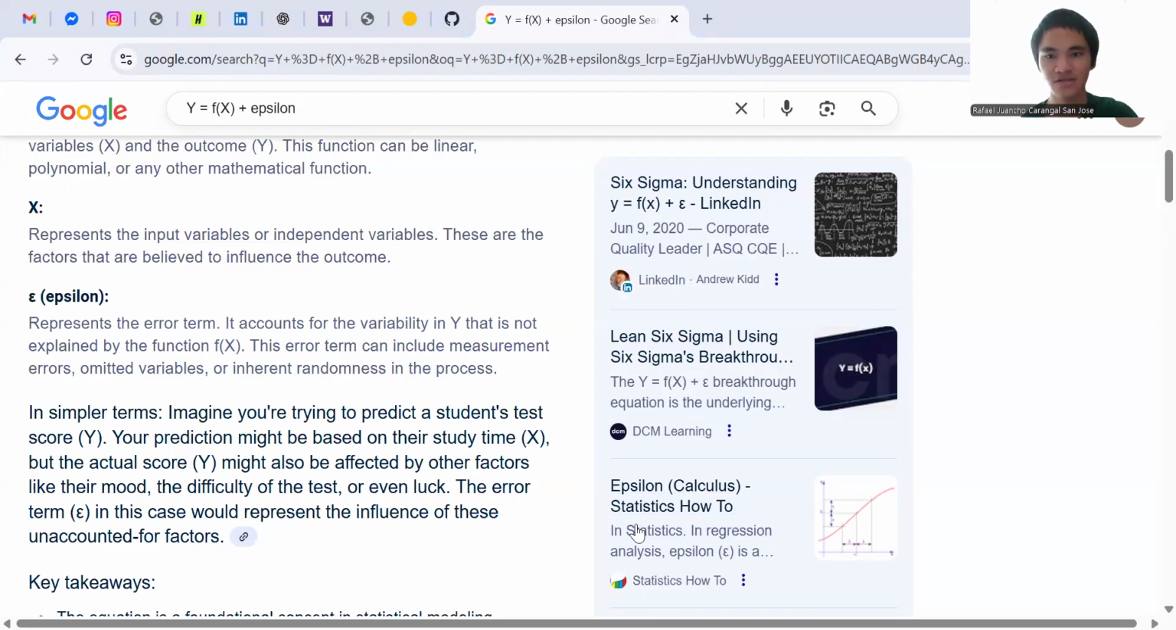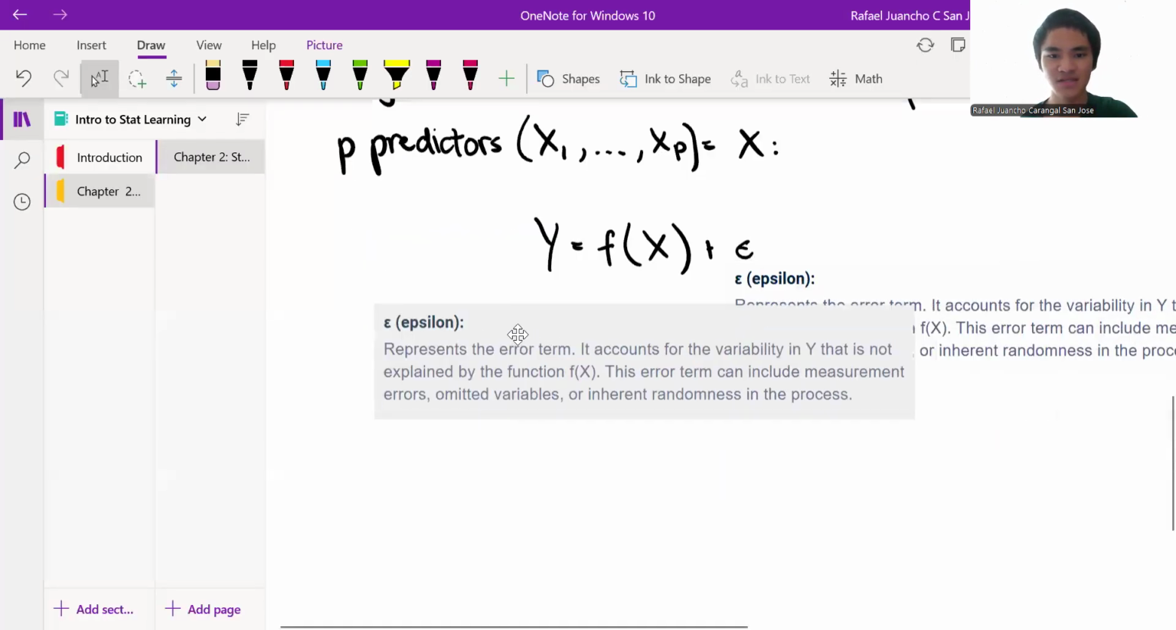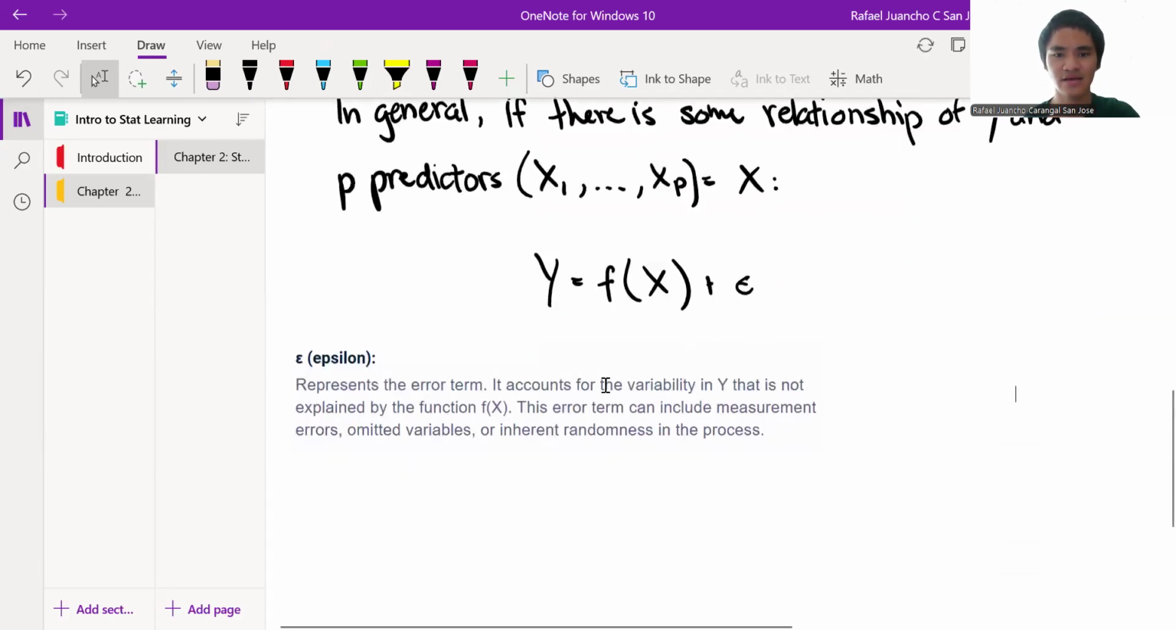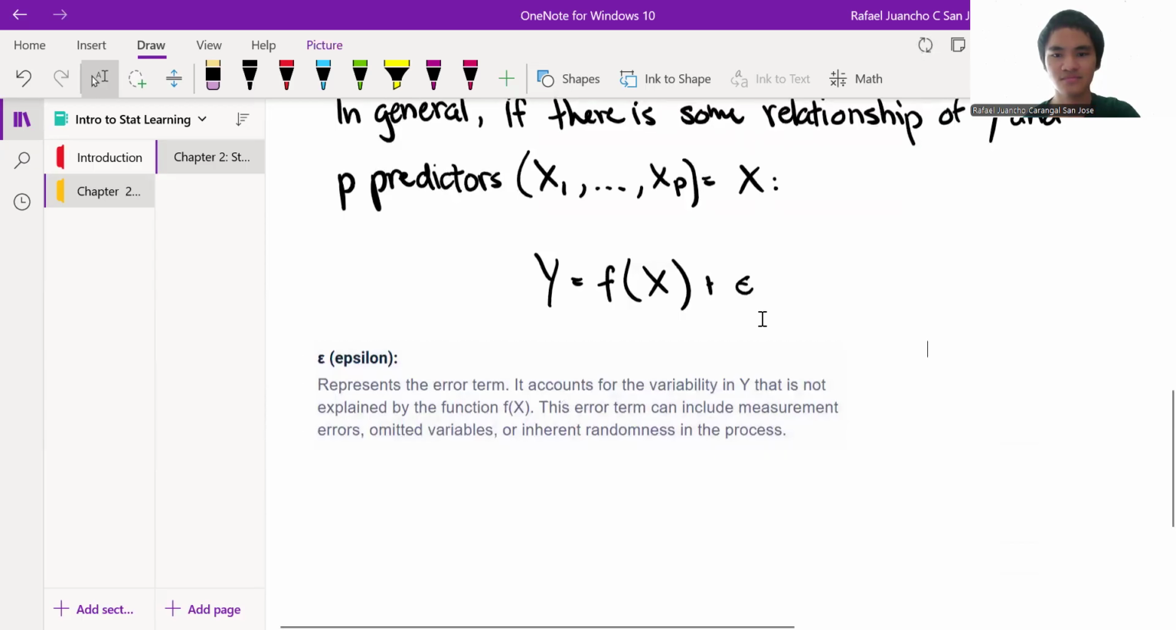See, this is the reason why the textbook doesn't really explain everything. I'm going to go ahead and put that here. So that's what that epsilon's for. Okay, cool.